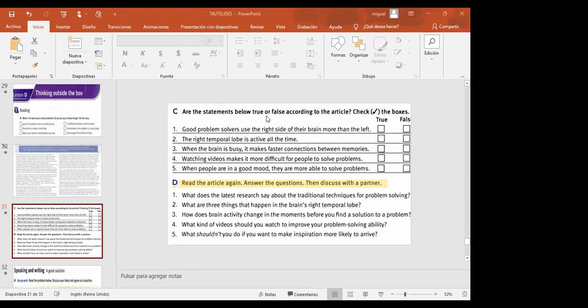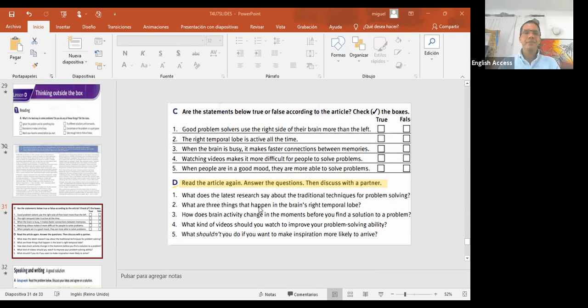Okay, let's discuss these questions. Read the article again, answer these questions, then discuss with your partner. Okay, let's do it in teams, please. Please go ahead.